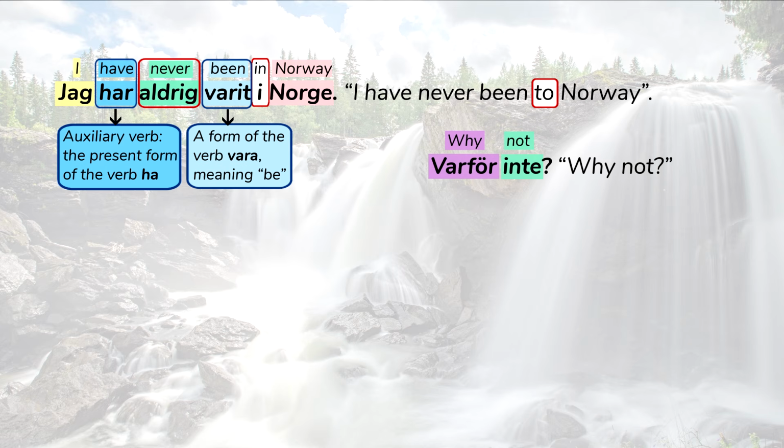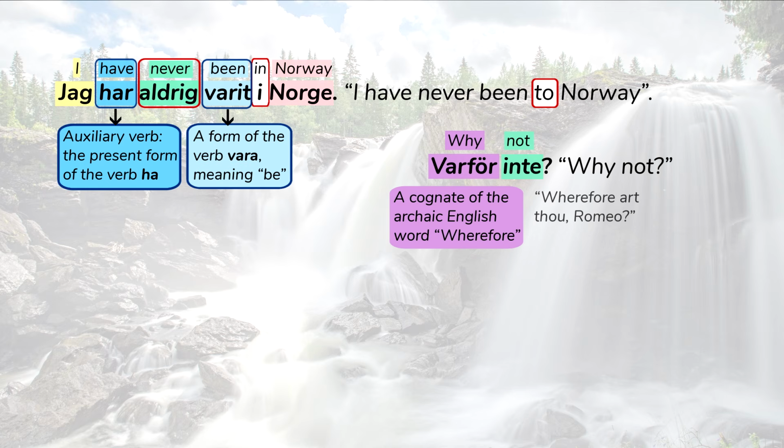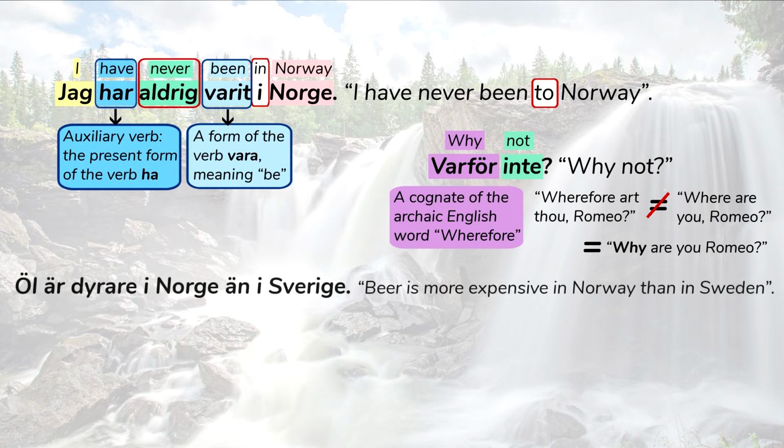Varför inte? Why not? Varför means why, and is a cognate of the archaic English word wherefore, which you may know from Romeo and Juliet. Wherefore art thou, Romeo? Which doesn't mean where are you, Romeo, like most people think it does. It means why are you Romeo? As in, why can't you be from a different family? But I digress.